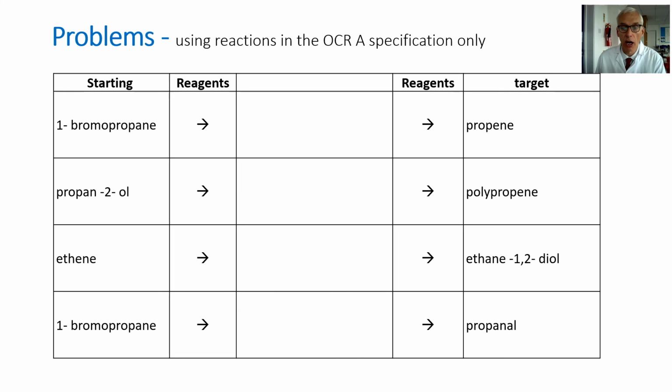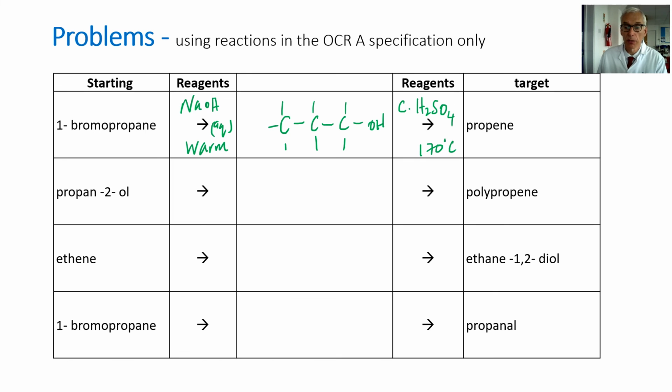Okay, so the answers are for 1-bromopropane to propene, we need to go via propan-1-ol. So that's going to be aqueous sodium hydroxide, and we'll warm it, and then to go from propan-1-ol to propene, it's going to be concentrated sulfuric acid, and I believe 170C is acceptable, or heat.